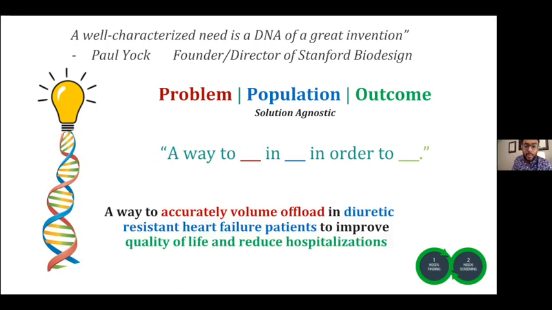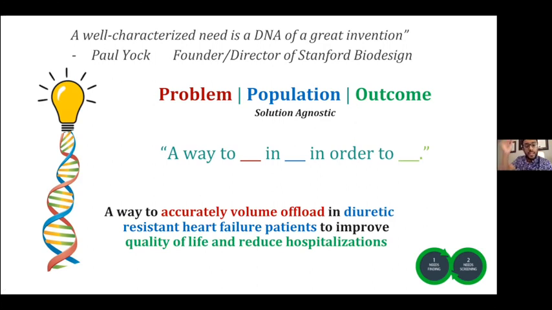And the other important point is the outcome. One thing I want to emphasize, with this example here, is a need: a way to accurately offload volume. Notice I didn't say, use medications to offload volume. I'm not putting any solutions in here. Very important to just put it in high principle. What is the problem? And the focus of the patient population that, in this need statement, you feel is where the biggest need is: diuretic resistant heart failure patients.